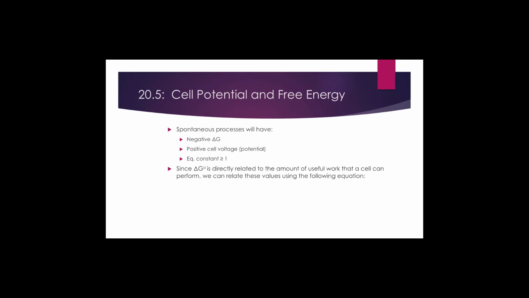Since delta G is directly related to the amount of useful work that a cell can perform, we can relate these values using the equation shown here. In this case, n refers to moles of electrons and F to Faraday's constant. Faraday's constant is 96,500, which is given on your reference table. E standard here is our standard cell potential.